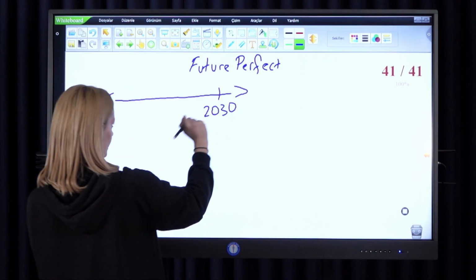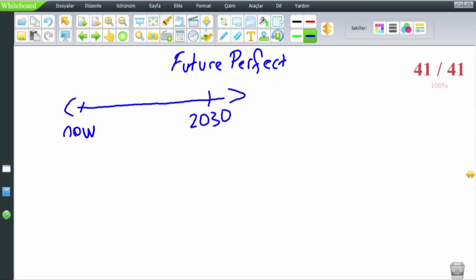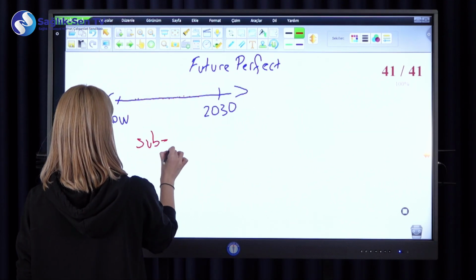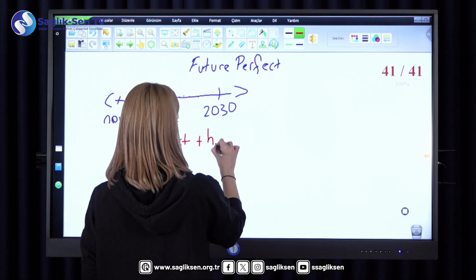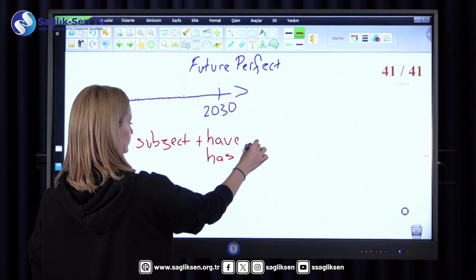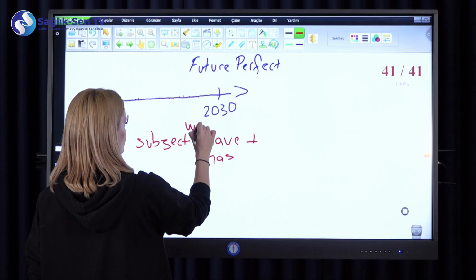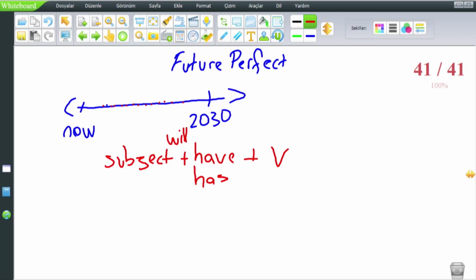For example, this is 2030, this is now, and it has to take place till 2030, and it has to be done. And the sentence structure is subject plus will, have, has, according to our subject. Subject will have, has, verb 3. And for the examples, this is a good one.